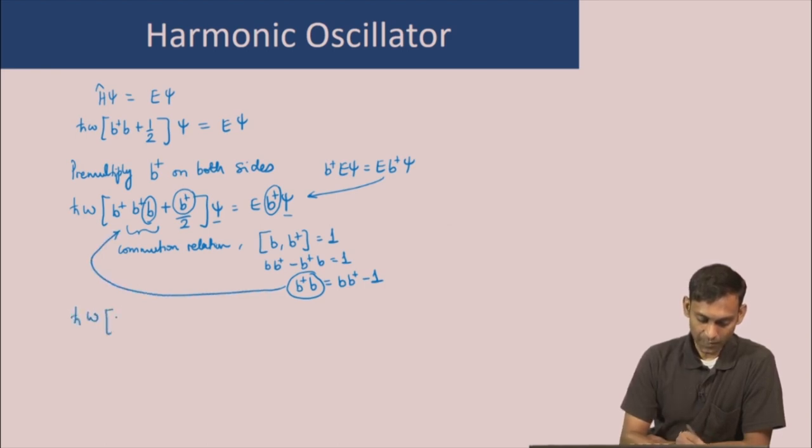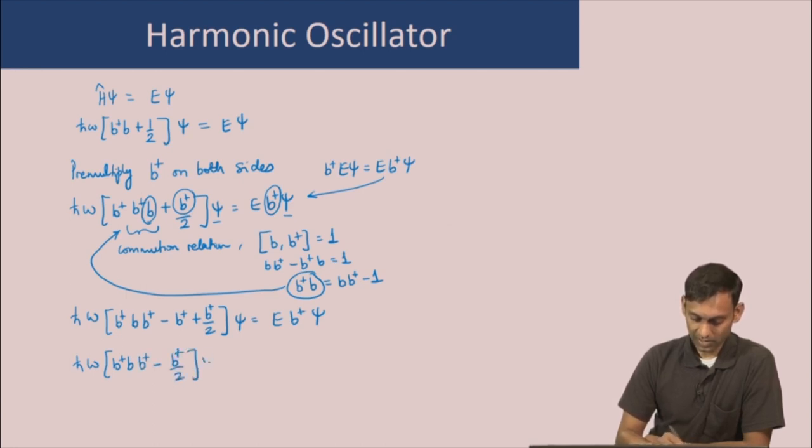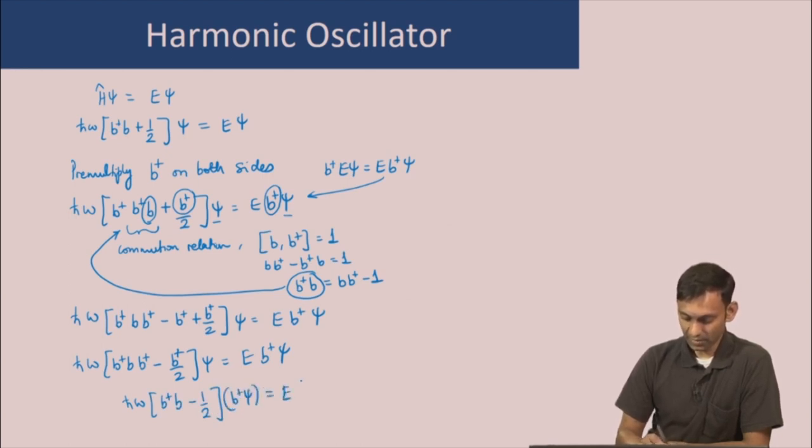ħω (B† (B B† − 1) + B†/2) ψ = E B†ψ. And this gives ħω (B† B B† − B†/2) ψ = E B†ψ. And this gives ħω (B† B − ½) B†ψ = E B†ψ.